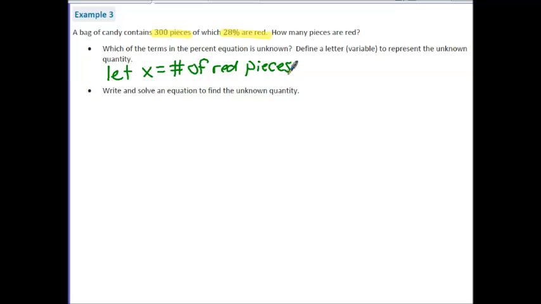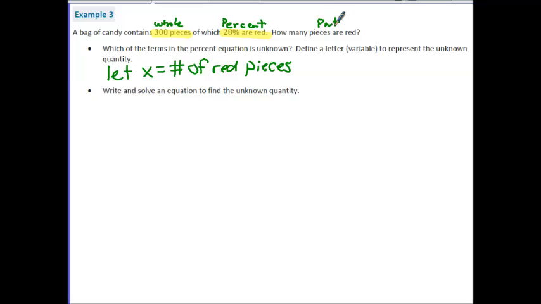So if I'm going to write and solve an equation, instead of just translating, what I could also do is identify the percent, the part, and the whole in this problem. So notice it says a bag of candy contains 300 pieces. That means the entire bag. So this is going to be our whole. They tell us that 28% are red, so this is our percent. And when they want to know how many pieces are red, this is going to be our part.